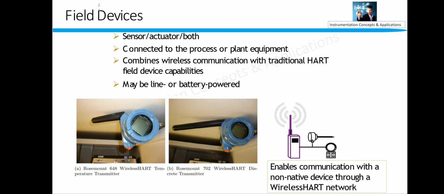These are some photographs of field devices. You can see this is the Rosemount 648 WirelessHART temperature transmitter, and the Rosemount 702 WirelessHART transmitter. We are using this 648 in our system, and you can see this is the antenna which enables communication with a non-native device through a WirelessHART network.